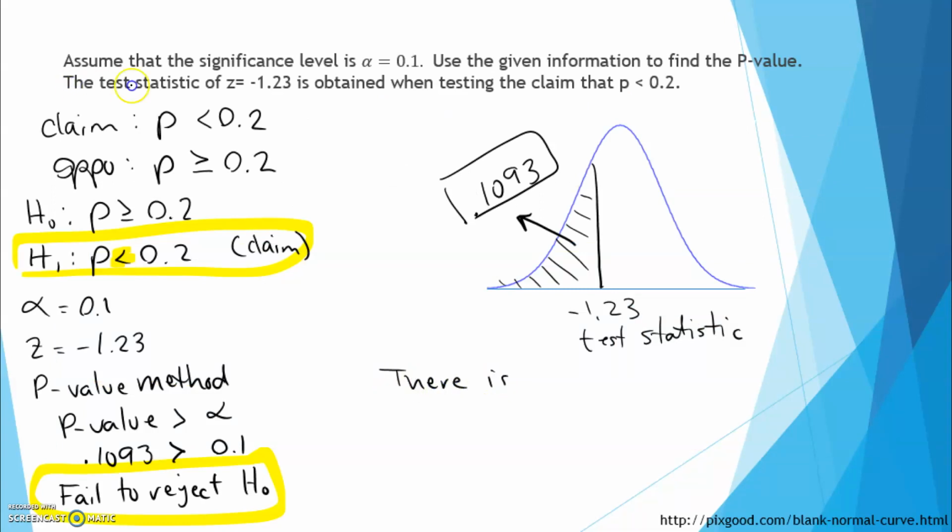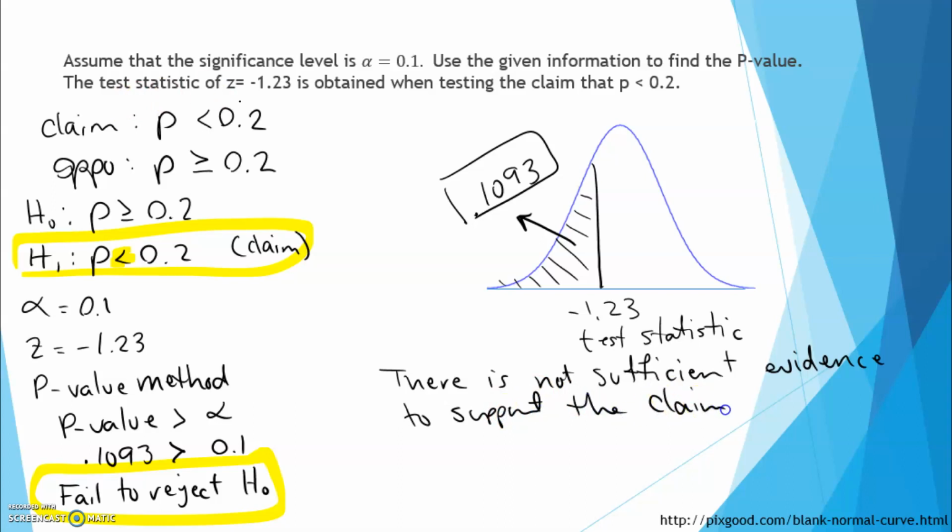There is not sufficient evidence to support the claim that, and our claim is p is less than 0.2. That's it. Okay?